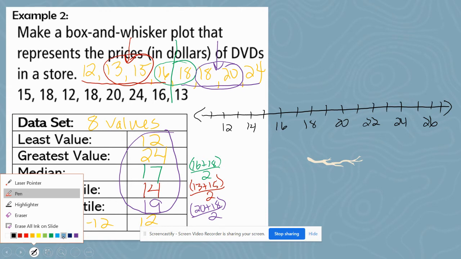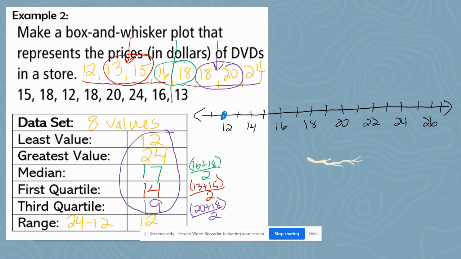All right. So I'm going to plot 12 and our greatest number 24. I'm going to mark my median at 17, our first quartile at 14, and our third quartile at 19. Connect those lines for our box part, and then drag out those whiskers, and there's our box and whisker plot. Please give the next you try a shot. Bring that into class, and we will go over that and continue from there.